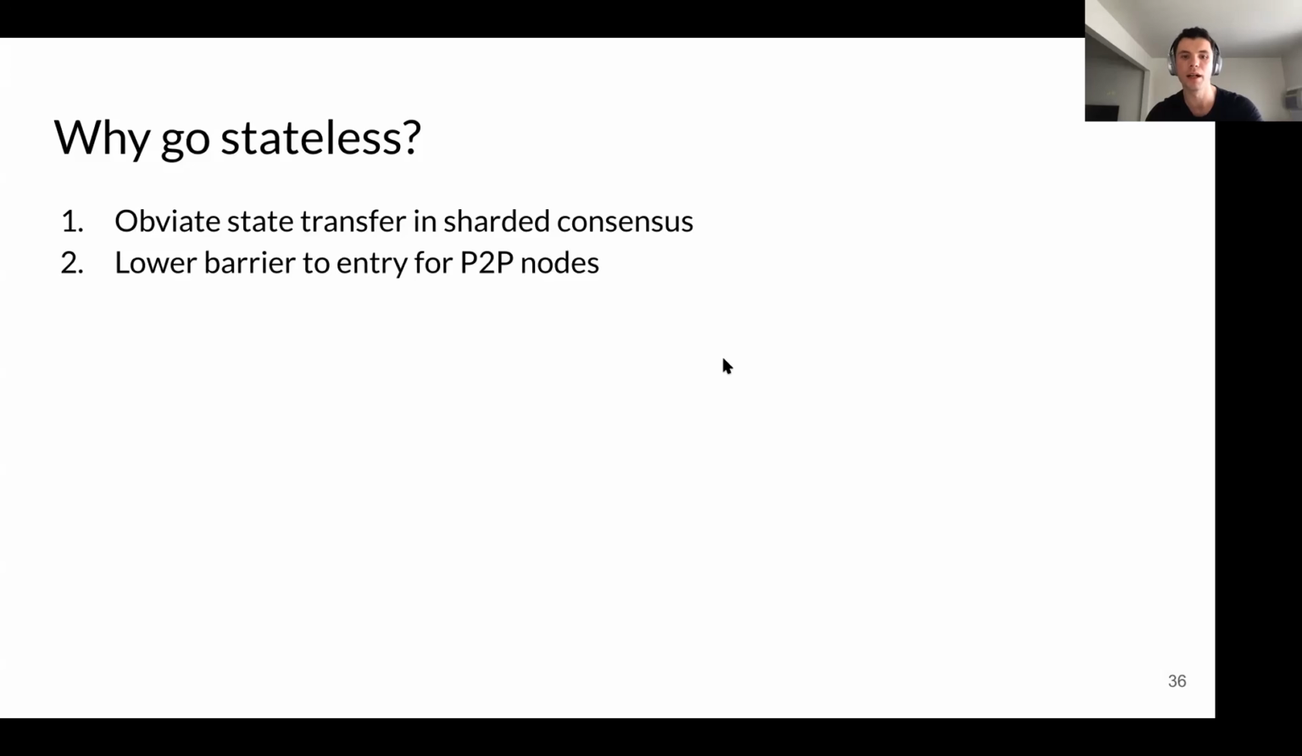The other reason is, well, you have these peer-to-peer nodes that are trying to join the system and they have to download this full vector, and that's kind of a barrier to entry. It would be nice to lower that. And then in the past, cryptocurrencies like Ethereum have had denial of service attacks precisely because the state was stored on disk and some bugs affected how fast the disk reads were.